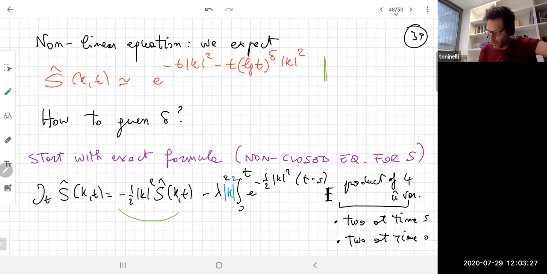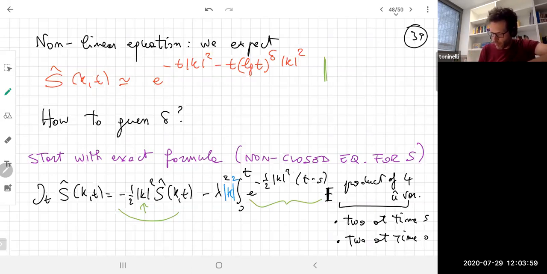What you obtain, I don't write exactly, but at least as a type of structure, you get a lambda squared, which is good, so it disappears if lambda is 0. You get a k squared, which is nice because it has the same structure as the linear term. And then you get something more complicated, that is a time integral from 0 to t. There is this prefactor here, which is totally explicit, e to the -1/2 k squared (t minus s). It's just a semigroup of the linear equation.